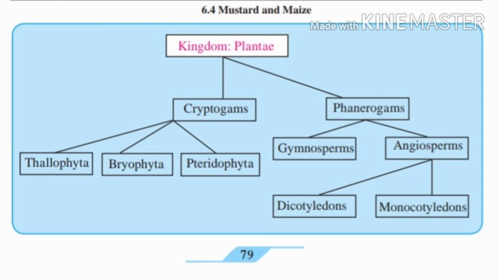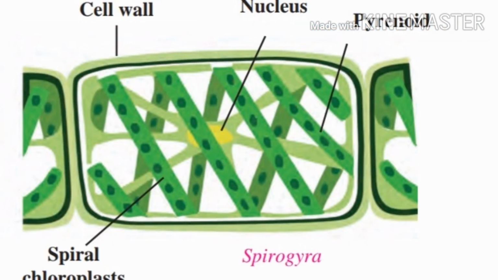But in thallophyta and bryophyta, there is no root, no stem, no leaves, and therefore there is no necessity of conducting tissues, that is xylem and phloem. Those plants which do not have conducting tissues are called non-vascular plants, and therefore thallophytes and bryophytes are non-vascular plants. But the pteridophyte is a vascular plant because it has root, stem and leaves, but it does not have flowers. So, dear children, we are going to learn the thallophytes with one example.